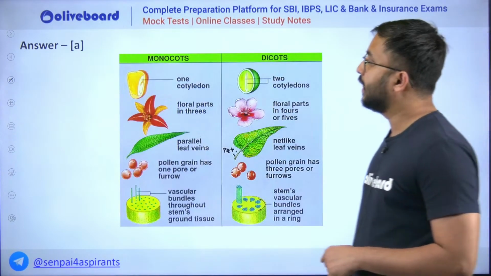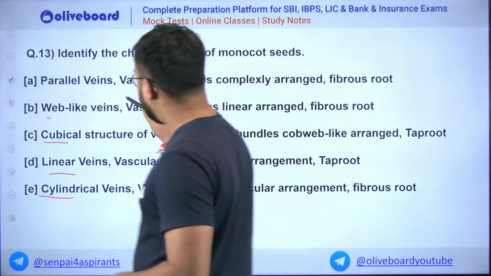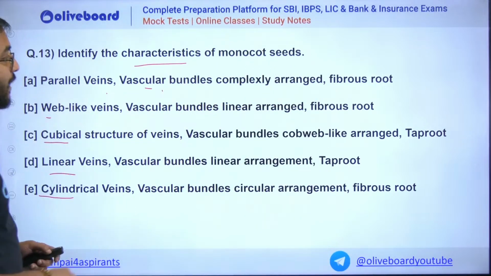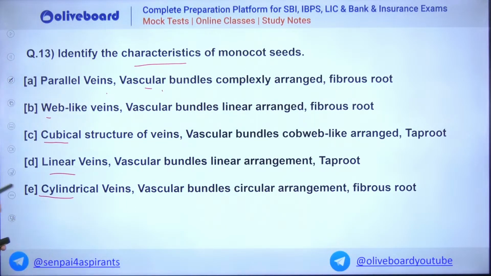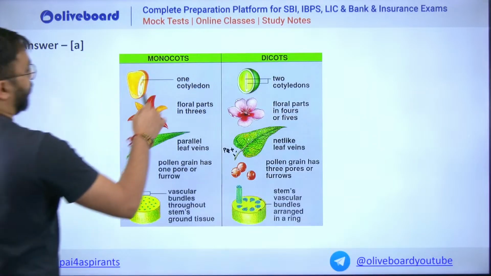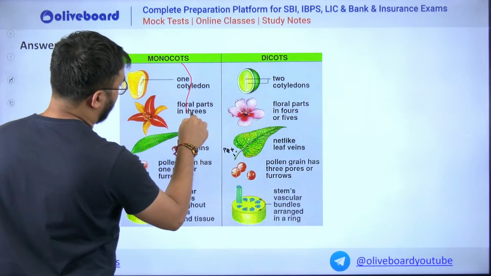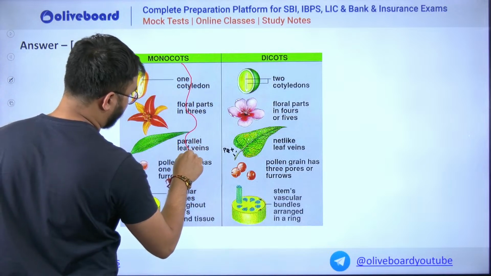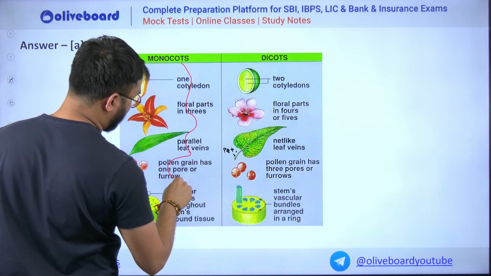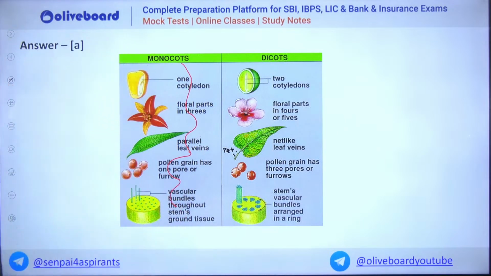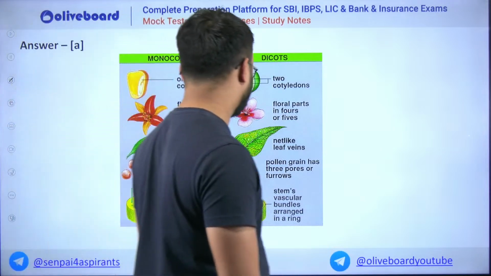Answer? A is the correct answer here. Parallel veins, vascular bundle which is complexly arranged, fibrous root. So monocots are having one cotyledon, floral parts are 3 or multiple of 3, parallel veins, pollen grains have one pore only, and vascular bundles are throughout the stem, which are evenly set.